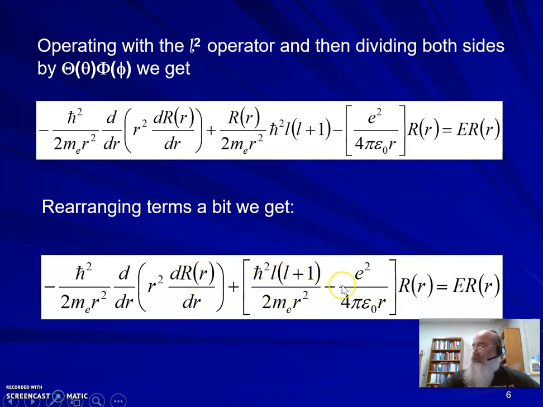this item here, which we're going to call the effective potential. So it contains the potential energy and an L quantum number related term that we're going to call the centripetal potential. So we've got two new terms for our definitions. This one is the centripetal potential. This one is the Coulomb potential. And together they make up the effective potential.